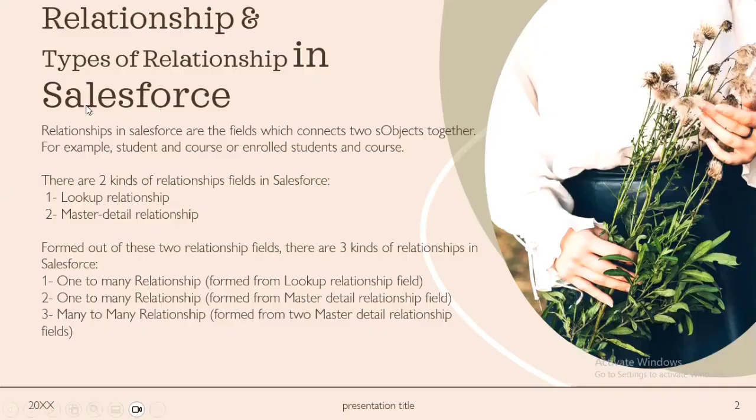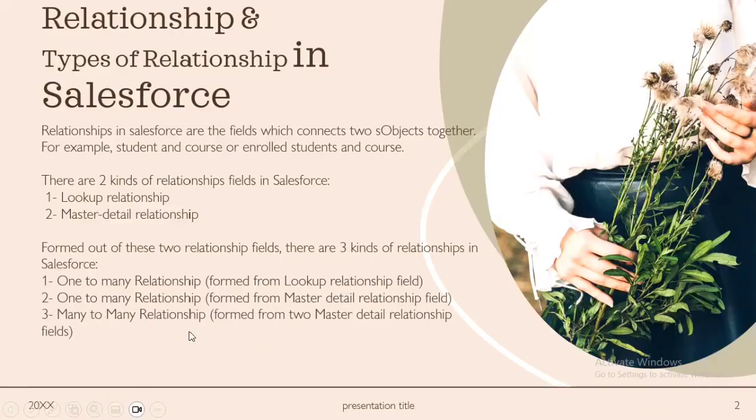First we saw one-to-many relationship. That means one parent and many childs. Second one is also one parent and many childs. But this can be formed out of master detail relationship. So that is the difference. One we are forming out of lookup relationship field. Another one we are forming out of master detail relationship field. So what's the difference between the two? We will see in the next slide. But these two are the relationships for one-to-many relationship. One formed out of lookup relationship, another formed out of master detail relationship field.